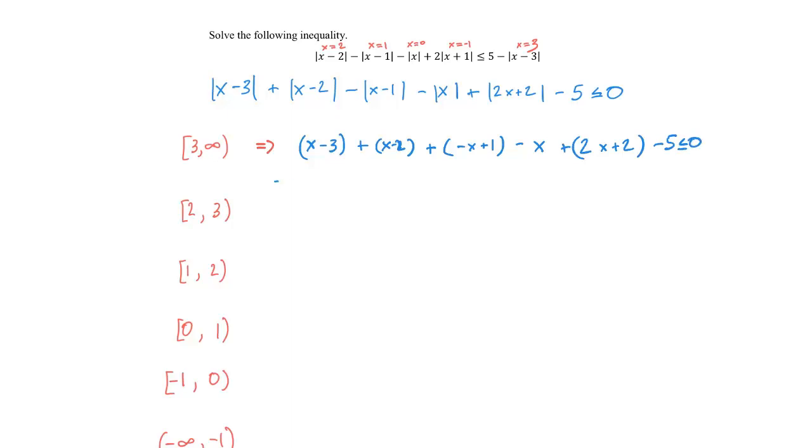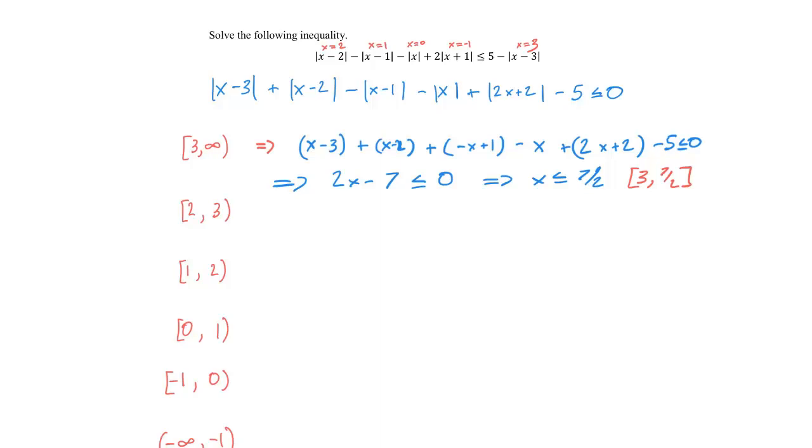From here, our expression above simplifies to 2x minus 7, less than or equal to 0. This means that x is less than or equal to 7 over 2. So the interval that we get for numbers that are bigger than or equal to 3 turns out to be 3 going up to 7 over 2. We can include both of those endpoints.